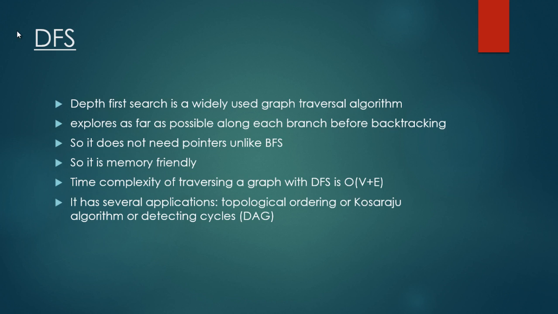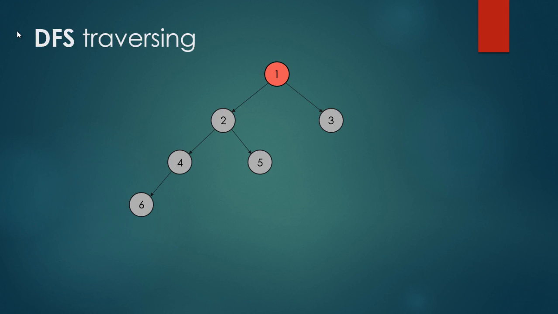And detecting cycles is very important. A directed acyclic graph doesn't have any cycles, and we can detect these kinds of cycles in linear time with the help of depth first search.